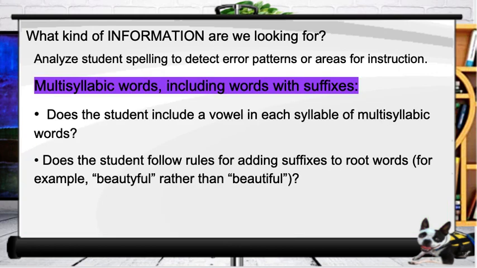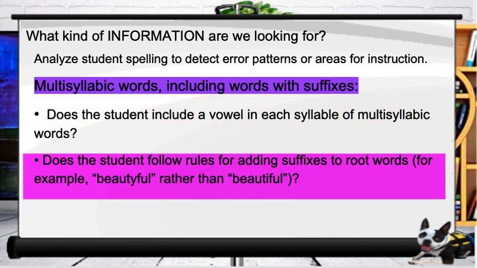And finally, we're looking at multisyllabic words, including words with suffixes, and we want to find patterns like, does the student include a vowel in each syllable of multisyllabic words? Or does the student follow rules for adding suffixes to root words? For example, "beautiful" with a Y rather than "beautiful" with an I.